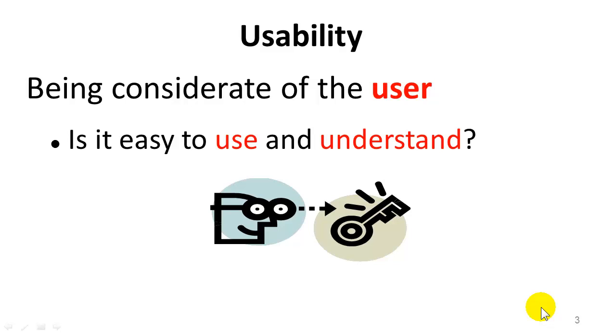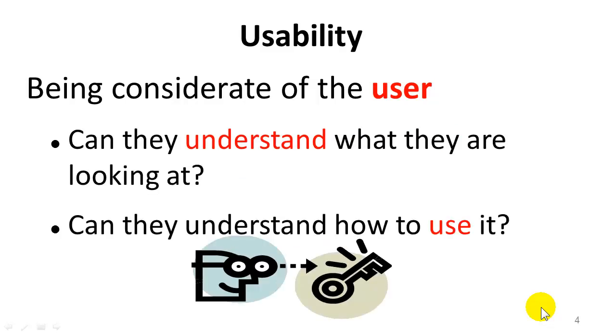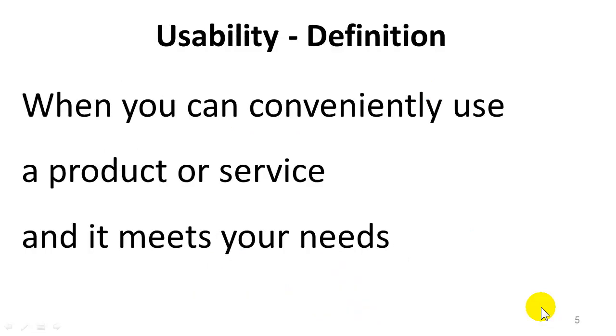Usability is pretty much just being considerate of the user. Is it easy to use and understand? Can they understand what they are looking at? Can they understand how to use it? Pretty much applies to almost anything, but specifically to websites and mobile devices. One definition of usability: when you can conveniently use a product or service and it meets your needs.